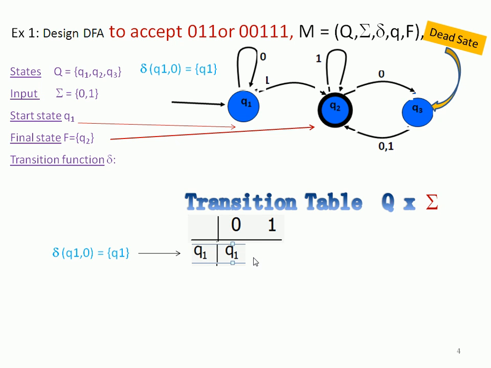Next we have q1 comma 1. It goes to q2, right? Delta of q1 comma 1 is equal to q2, meaning the current state is q1, the input is 1, and it will go to the next state called q2. In the previous case, with 0, it remained in the same state. Similarly, you can have the other transitions. q2 comma 0 is q3. Then q2 comma 1 is q2 itself, right? Remain in the same state. Next, q3 comma 0 is q2, and q3 comma 1 is also q2.